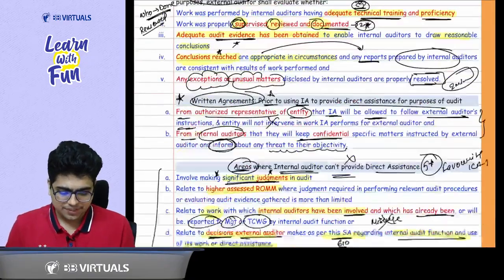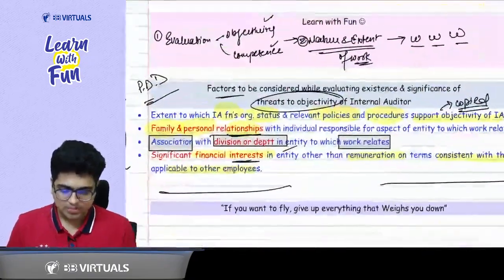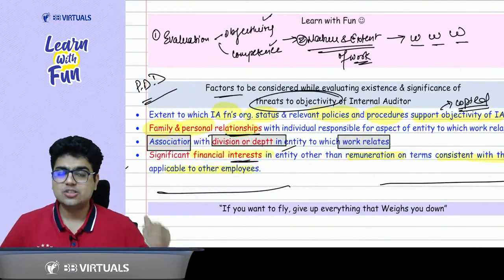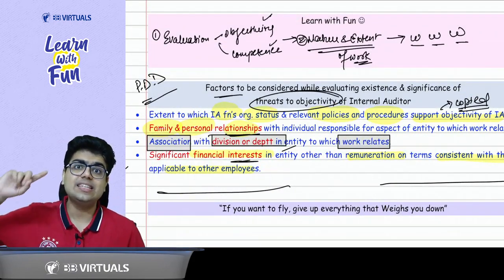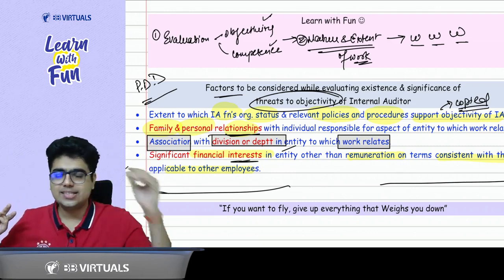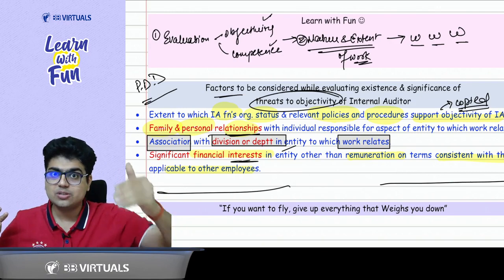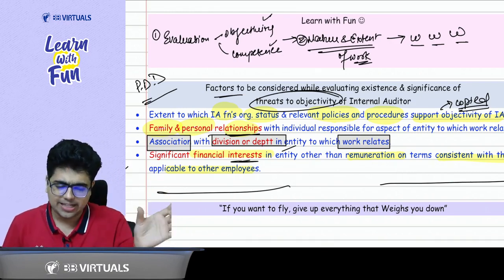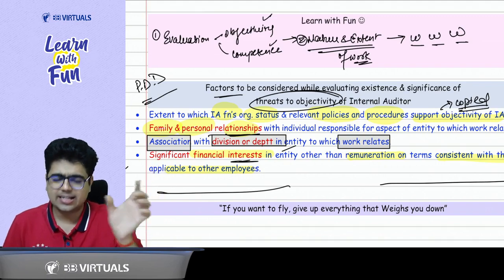And the last point that we discussed was evaluation of objectivity. Whenever you are evaluating the objectivity of internal auditor, what do you see? So sir, we see what? We see the interest and the relationship. Interest and the relationship, this is the same thing we studied in SA 620 also. Here also we are doing the same thing. Interest and relationship. Interest means the financial interest, relationship means the personal relationship.